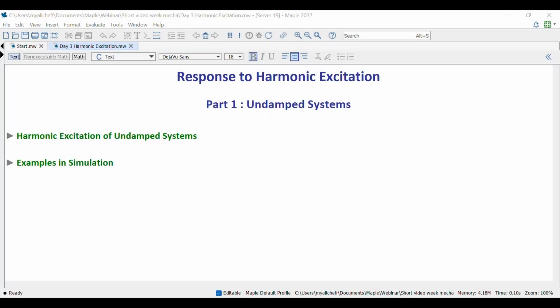Harmonic excitation refers to a sinusoidal external force of a certain frequency applied to a system. The response of a system to harmonic excitation is a very important topic because it is encountered very commonly and also covers the concept of resonance.